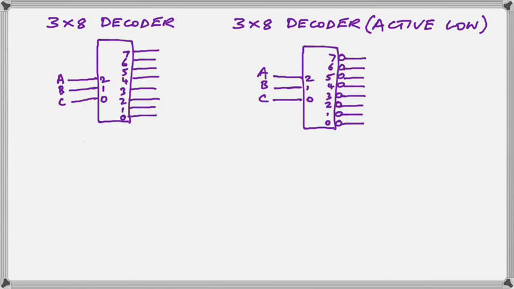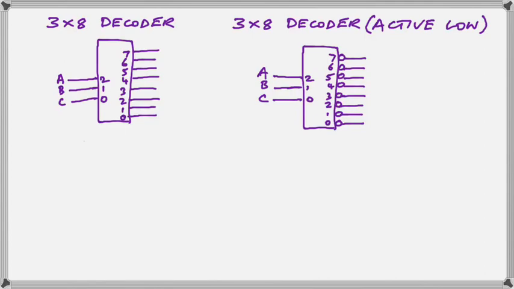There are two types of decoder. One is the normal decoder and the other is the active low decoder. Notice that when you're asked to do an active low decoder, you must put the circles on the outputs because active low means we're inverting all the outputs. So let us see now what happens.